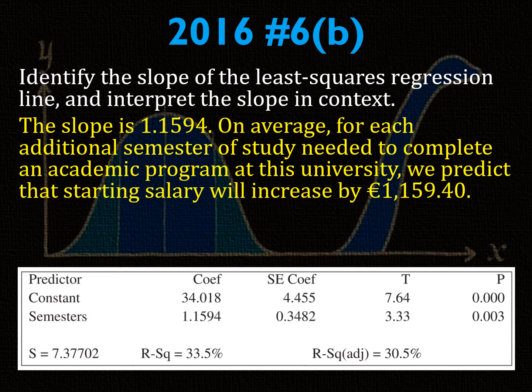1.1594. Now remember, to interpret the slope, it's the average predicted change in y for a change of 1 unit of x. So in this case, it would be on average for each additional semester of study needed to complete an academic program at this university in Germany, we predict that the starting salary will increase by 1.1594 thousands of euros, or 1,159.40 euros. So don't forget that it's a prediction, it's on average, and then you're looking at the change in y for each unit change in x.